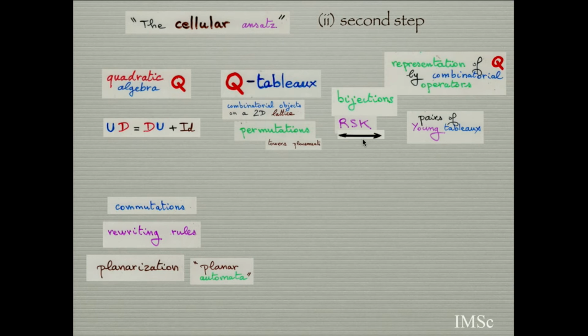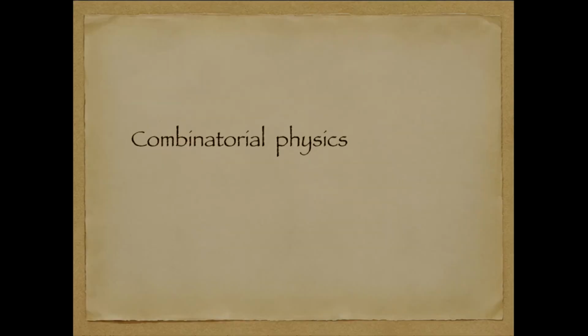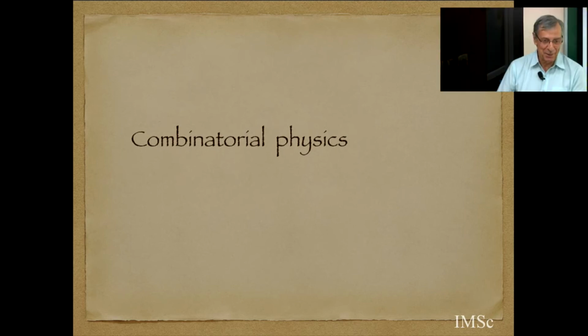So we have seen enumerative combinatorics. I mentioned algebraic combinatorics. I mentioned bijective combinatorics, but there is also combinatorial physics. Sometimes it's also called quantum combinatorics, Q combinatorics, but combinatorial physics is the name given by French people. And this will be my second main example.